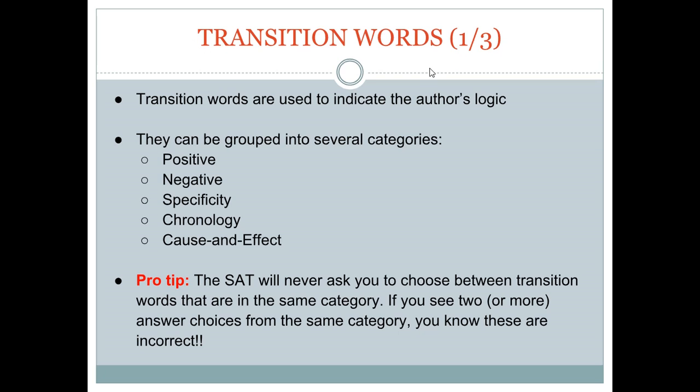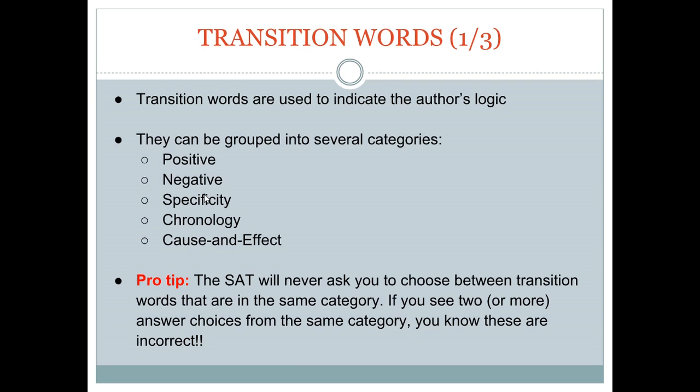The next topic is transition words, which is a distinct topic from transition sentences. Now we're not talking about changing the placement of an entire sentence, we're just talking about changing a single word that comes usually at the beginning of a sentence. So transition words are used to indicate the author's logic, and the way to break down these types of questions is to think about transition words as being grouped into 5 main categories: positive words, negative words, specificity words, chronology words, and cause and effect words.